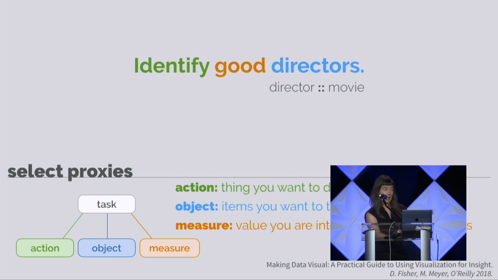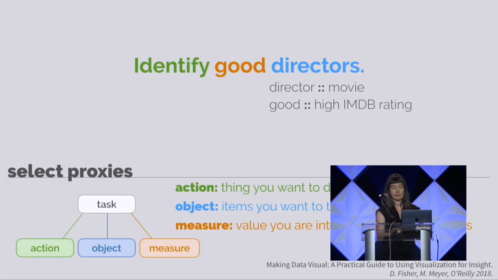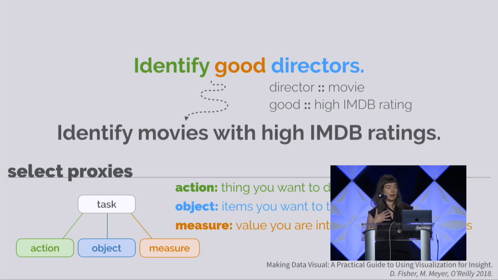And now, I don't have an attribute labeled good in my spreadsheet. So this is where I think all the time in data science, we are constantly making decisions that are inherently subjective and really specific to whatever the view is on the problem you're tackling. So in this case, good could be movies that make a lot of money. It could be movies that reach a broad demographic. But for now, I'm going to keep it simple and just say good equals movies with high IMDb ratings. So by identifying my proxies, I can now translate my task into something, identify movies with high IMDb ratings, which is actually something I can design a visualization or other sort of analysis to tackle.